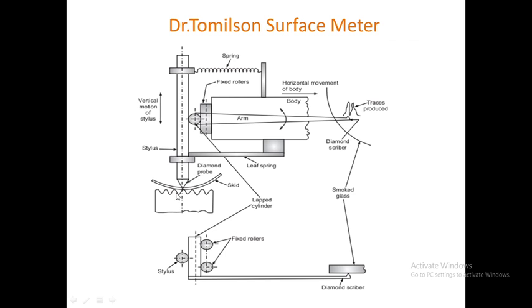Now the roughness height of the surface is much lower, but we will get a magnified view on the smoke glass. That is, this pattern is nothing but the magnified view. This is because of the arm. So in order to produce the magnified view of the roughness or the irregularities, we are using the arm. And finally this pattern which is obtained on the smoke glass is again magnified using some optical instrument. That is, we will magnify these traces, and after magnification the traces are studied and the roughness value is then determined accordingly.